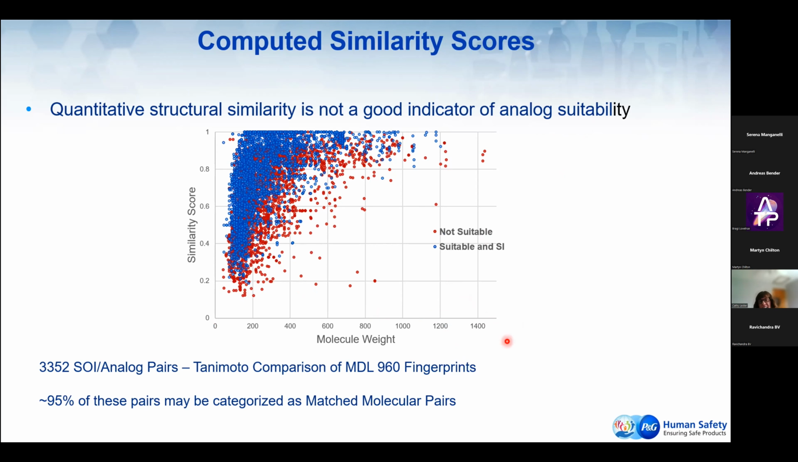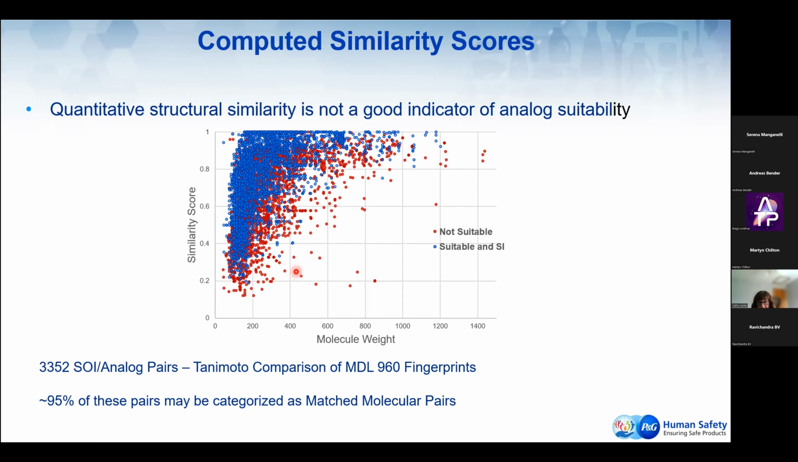We have thousands and thousands of compounds that have been assessed, and thousands of SOI analog pairs. So what we did here is we took about 3,300 SOI analog pairs of structures and computed what a similarity score would be. And that was just a Tanimoto comparison of the MDL 960 fingerprints, which are proprietary to BioVia. And we showed similarity scores as a function of molecular weight, for both not suitable analogs shown in red and suitable with interpretation analogs shown in blue.